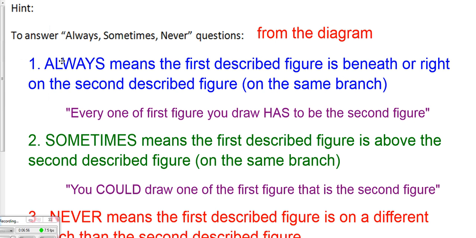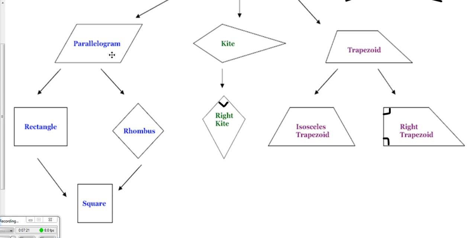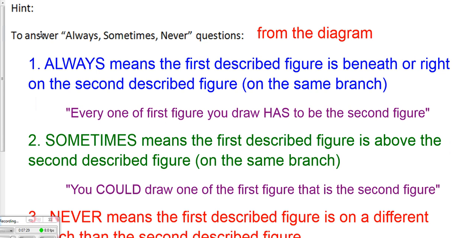Let's go over how to answer always, sometimes, never questions. So using that diagram, using your hierarchy, always means that the first described figure is beneath or right on the second described figure on the same branch. So every one of the first figure you draw has to be the second figure. So if I said a square is a rectangle, let's go back to our hierarchy. Square is below rectangle. So a square always has to be a rectangle. It's always the same thing, as long as it's right below it.